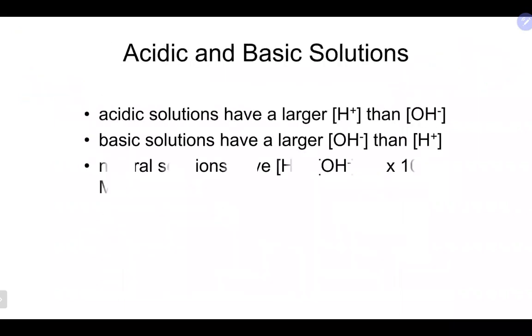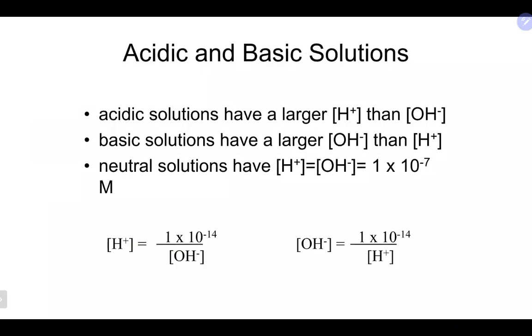So let's take a look at it. If we compare the H plus concentration and it's larger than the OH minus concentration, that means the acid part is bigger than the base part, then it's going to be an acidic solution. If the OH minus concentration is larger than the H plus concentration, then it's going to be a basic solution. And if they are exactly the same, which means they will equal 1 times 10 to the minus 7, then it will be neutral because they're basically equal to each other.